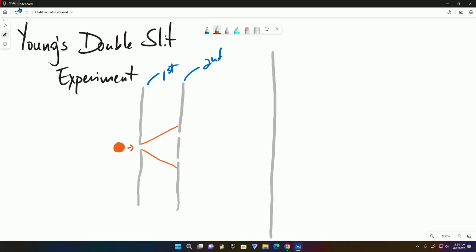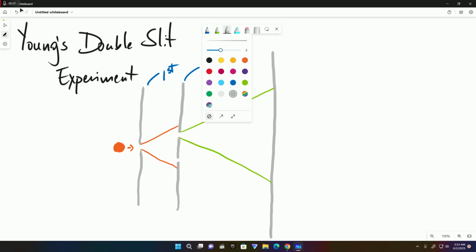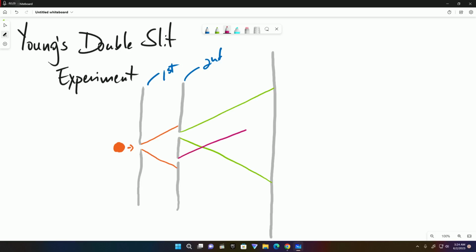When it hit the second screen, it hit the two holes in the second screen and it spread. Now, what happened was the two holes acted as two sources of light. Two sources of light. And there was an area or a region in which they overlapped. We could call this the display screen.